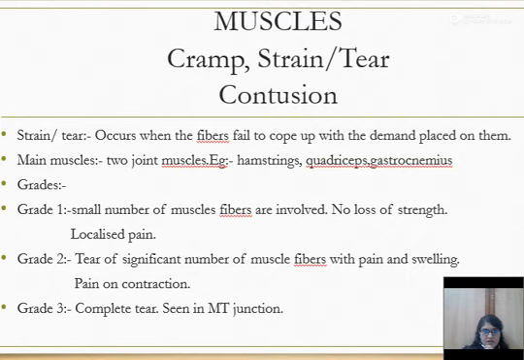What are the grades? There are three grades, grade 1, grade 2 and grade 3. Grade 1 consists of a small number of muscle fibers, there is no loss of strength and there is localized pain. Grade 2, tear of a significant number of the muscle fibers with localized pain and swelling and painful muscle contraction. And grade 3, there is a complete tear and it is seen normally at the musculotendinous junction.